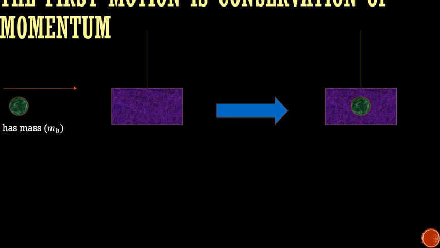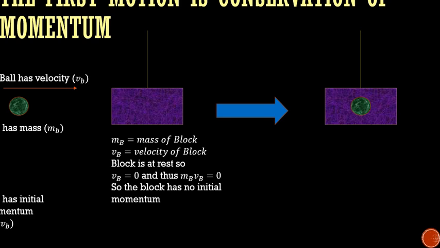The ball has a mass. We'll call it m sub little b. The ball has velocity. We'll call it v sub little b. The ball therefore has initial momentum, which is the product of mass and velocity. So it's m sub little b times v sub little b. Now the block, we'll call it m sub big B, equals mass of the block, and v sub big B is the velocity of the block, but the block is at rest, and therefore v sub big B equals 0, and therefore the momentum is 0, so we can say the block has 0 initial momentum.